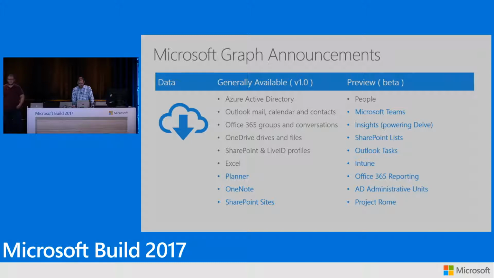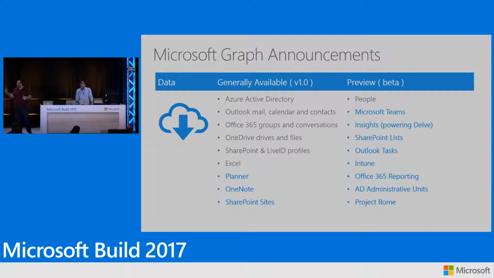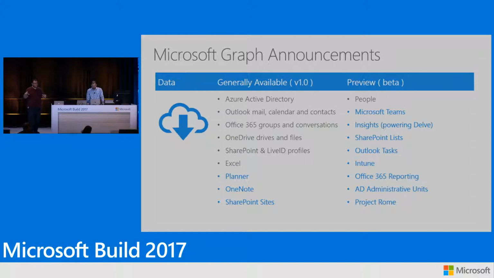So tons of new stuff happening in the graph. There's a full session, like I said, this afternoon where Yino will spend a lot of time talking about graph. But there's a couple things you should really take away. One is the set of workloads, the set of data that's in insights and intelligence that's exposed on the graph is growing rapidly. We're announcing this week that Planner, OneNote, and SharePoint Sites APIs on Graph are all going to general availability. And then we're bringing a ton of new things into our preview ring.